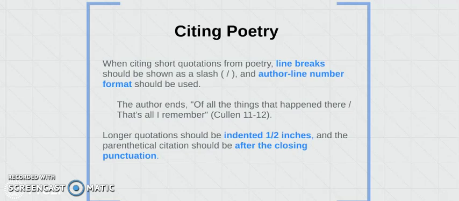When citing short pieces of poetry, usually 3 lines or less, line breaks should be indicated with a // and author page number format should be used. Author line format is exactly like author page format, but there are typically more lines than there would be pages, so use of dashes to abbreviate large numbers are more frequently seen. Longer poetry quotations should be indented a ½ inch, and the parenthetical citation should be kept after the closing punctuation, unlike prose citations.